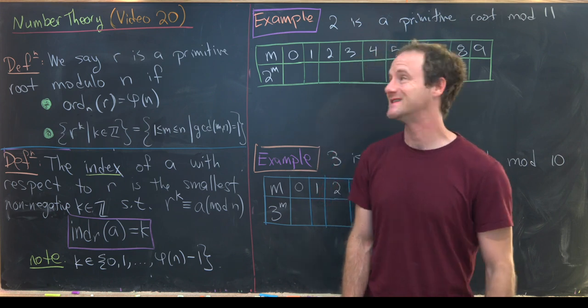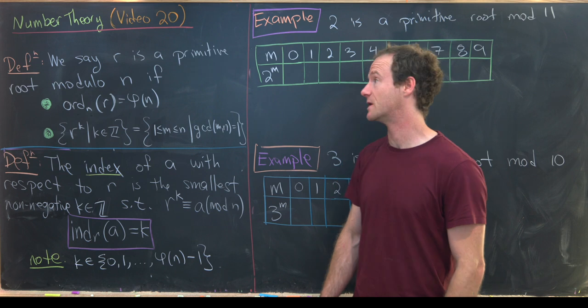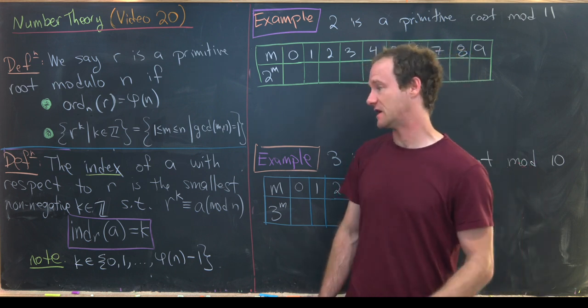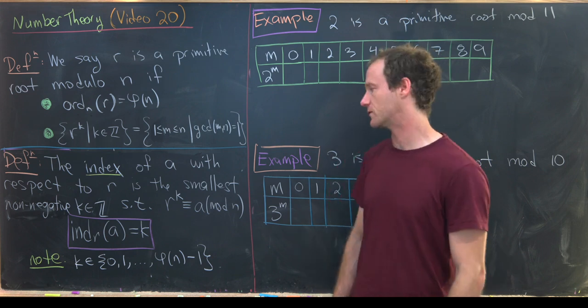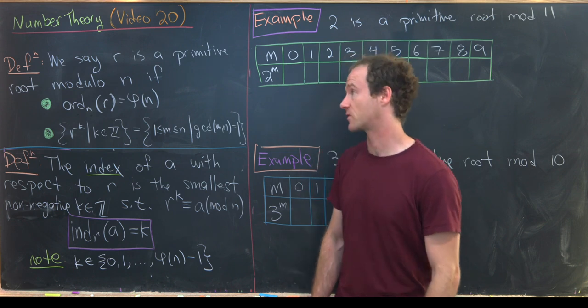This is the 20th in a series of videos that I'm making to support a course in elementary number theory. And here we're going to talk about the index of a number with respect to a primitive root modulo n. Let's recall what a primitive root is first.